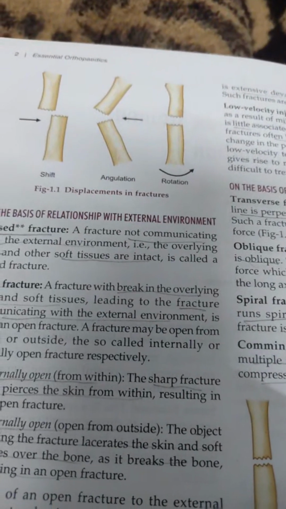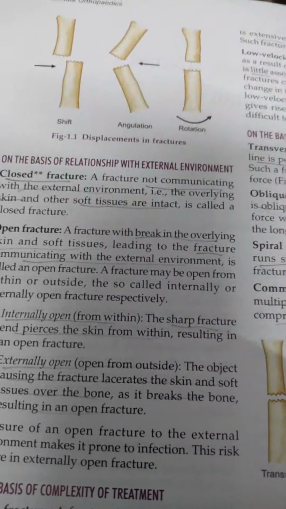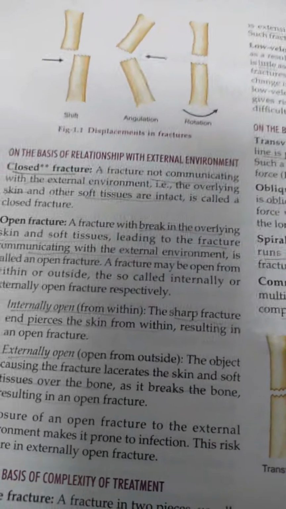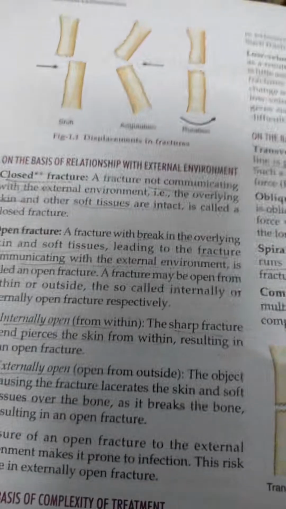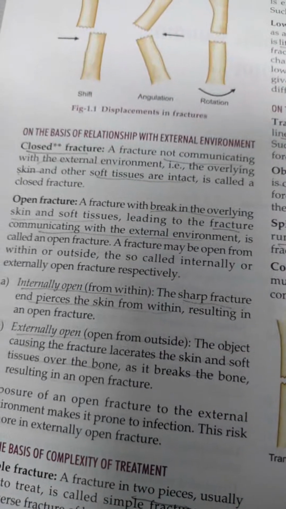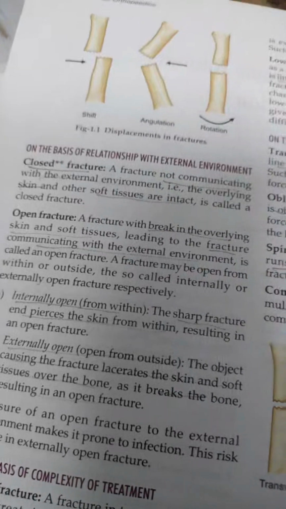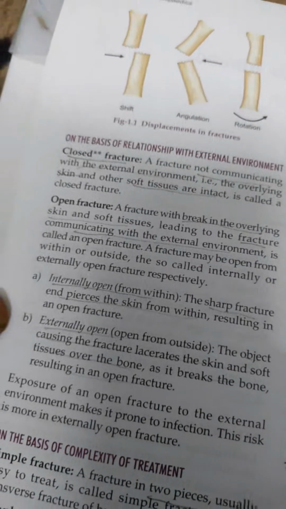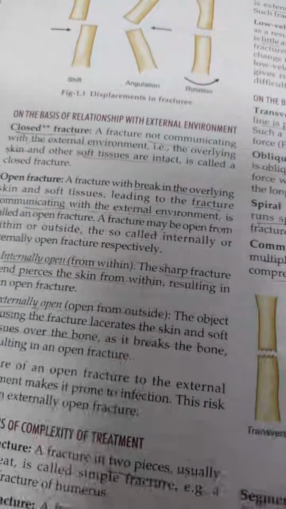Open fractures are called internally or externally open fracture respectively. Internally open: the sharp fracture end pierces the skin from within, resulting in an open fracture. Externally open fracture: the object causing the fracture lacerates the skin and soft tissues over the bone as it breaks the bone, resulting in an open fracture. Exposure of an open fracture to the external environment makes it prone to infection. This risk is more in externally open fractures.